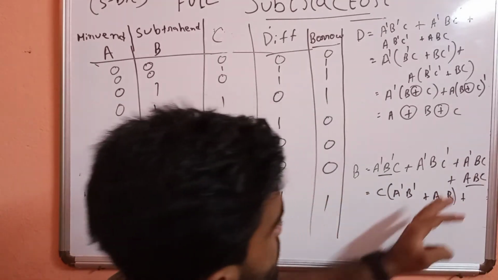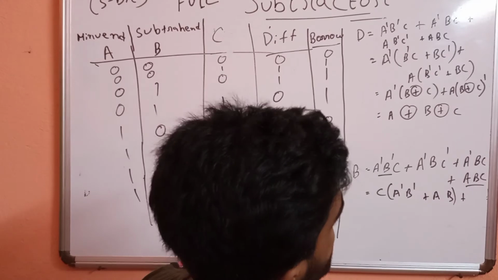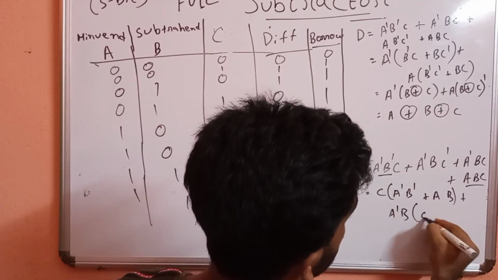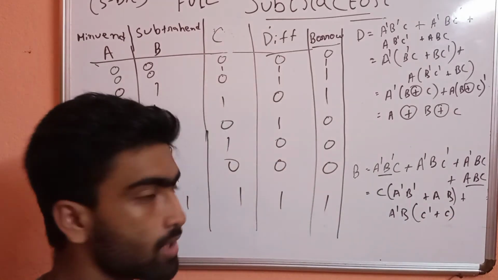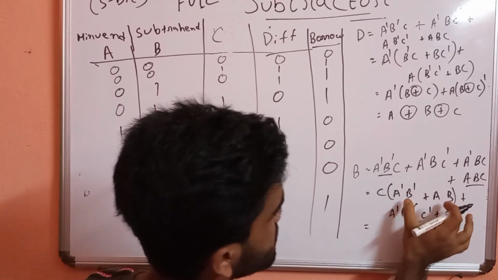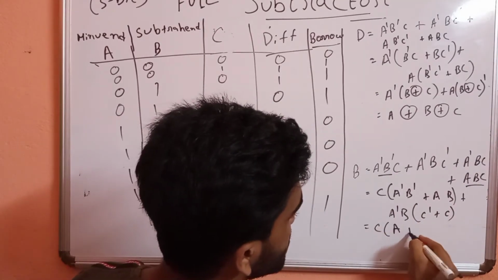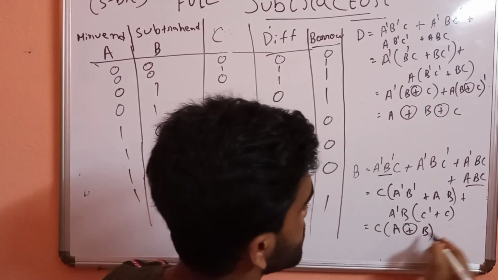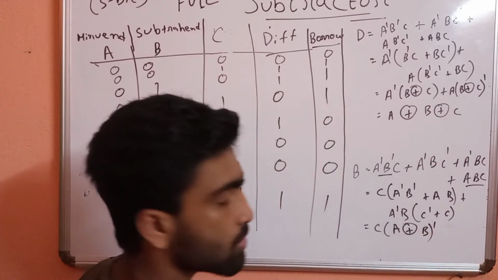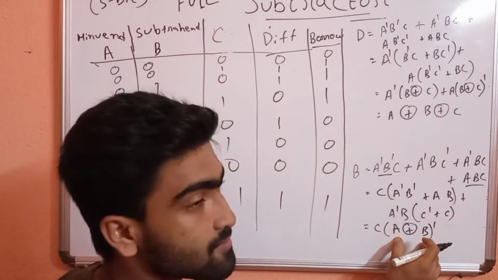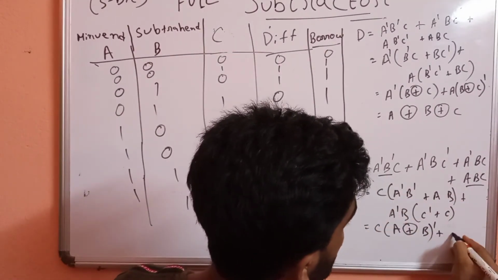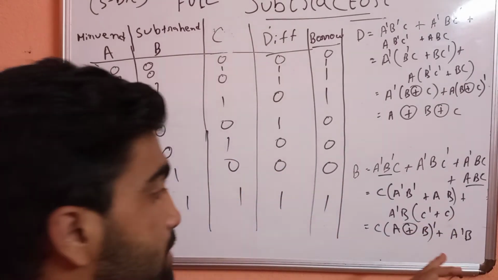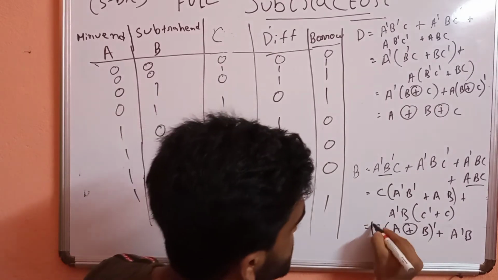We'll take A complement B common from here. Okay, A complement B from here, so the remaining is C complement plus C. Now this expression means C, A XOR B whole complement, that means negation of XOR, plus A complement B, and this C complement plus C part is 1, right? So this is our expression for borrow.